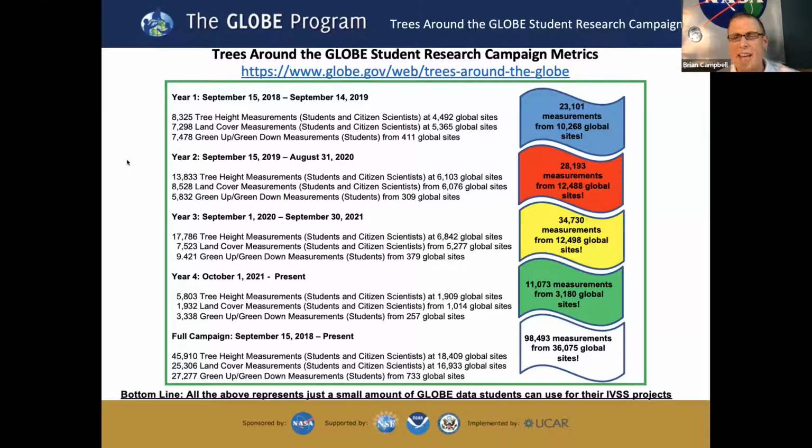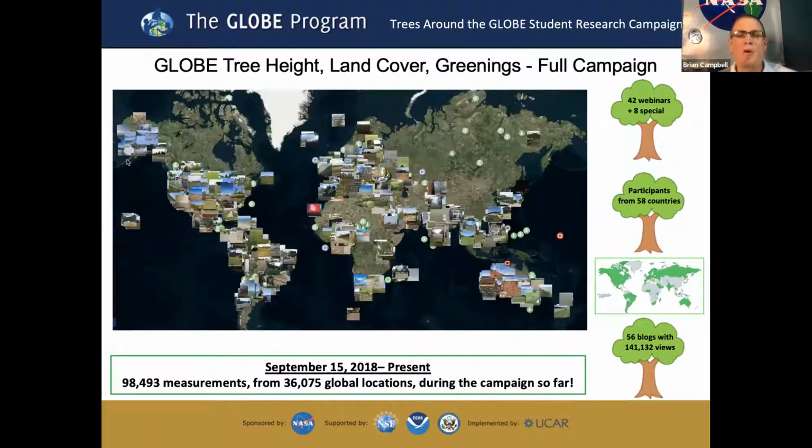As you can see, we're at 98,493 measurements from 36,075 global sites. And this is since the beginning of the campaign, September 15, 2018. And I showcase this because lots of students and educators do IVSS projects related to the campaign. So we want to provide them this data, that we have all this data available for them to use, not just from their location, but from other places around the world, similar latitudes, areas across the planet, and they can see what other people are taking observations of, and what the tree heights, land cover and greenings are in other locations around the world.